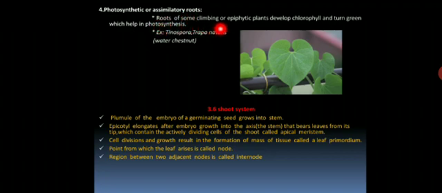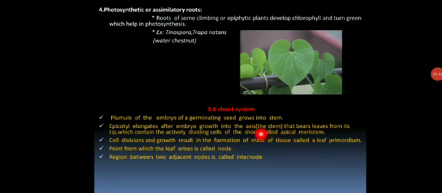Roots of some climbing or epiphytic plants develop chlorophyll and turn green, which helps in photosynthesis. For example, Tinospora and Trapa natans are examples of the photosynthetic root. Here the diagram is Tinospora. Trapa natans is otherwise called the water chestnut plant. These are some of the classifications of vital functions based on their root system.